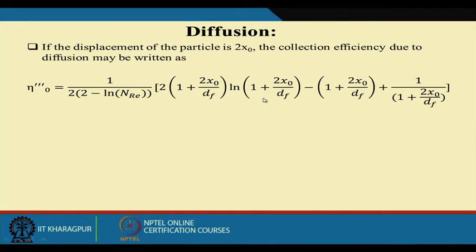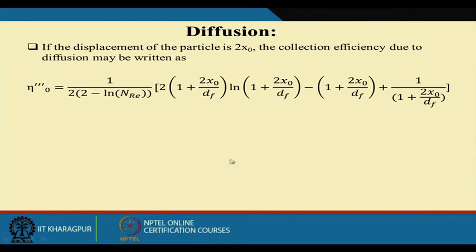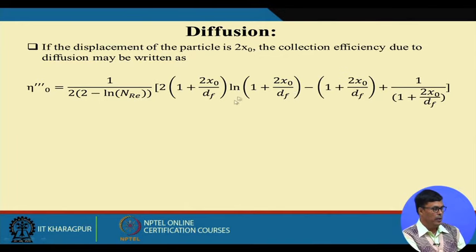Now, in case of interception, we use NR, and NR is the geometrical ratio. This is usually replaced by 2x0 by F. Now, 2x0 represents the displacement of the particle, that is, how much path it moves, and then the collection efficiency is calculated like this. So it is exactly similar to the particle collection before, the only difference is that your dp is replaced by 2x0.